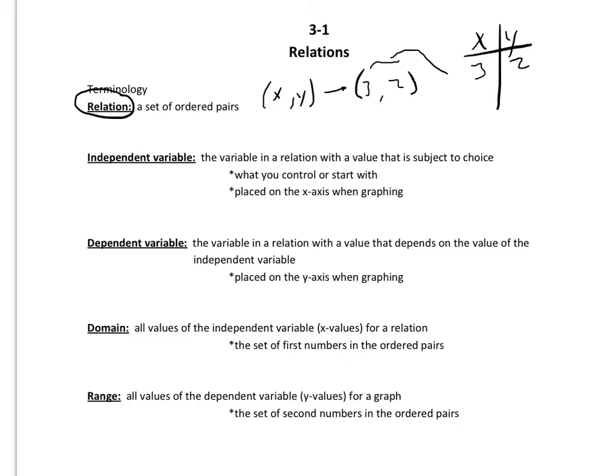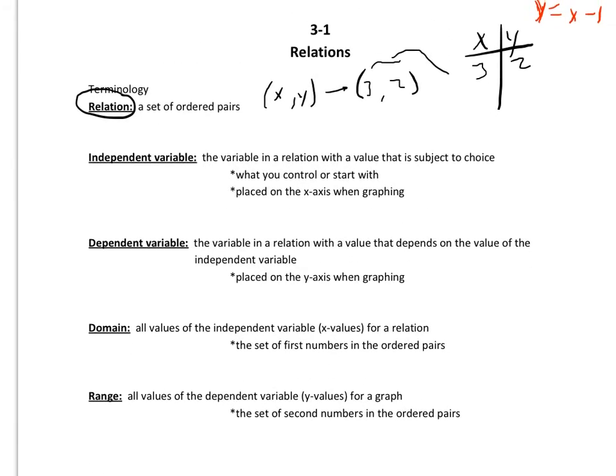So if I gave you an equation that said y equals x minus 1, that's what you would do right here. You would take the x value, plug it in, subtract 1, and you get your y value. This is a relationship. Now, some terminologies that go with this are independent, dependent, domain, and range. And those are the ones we're going to focus on.